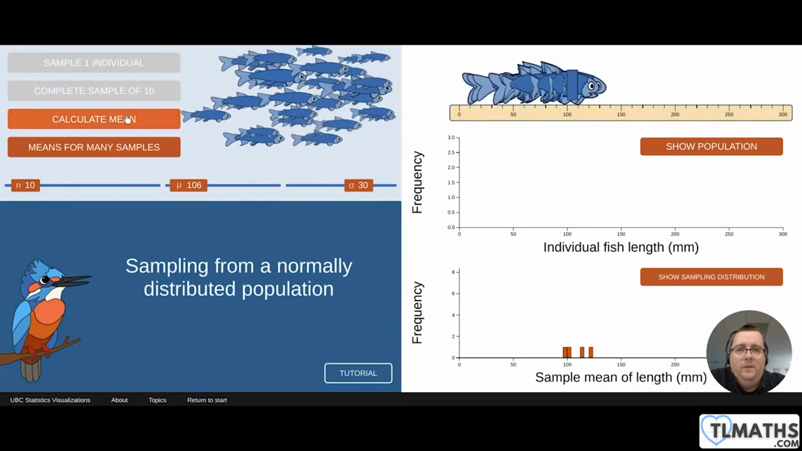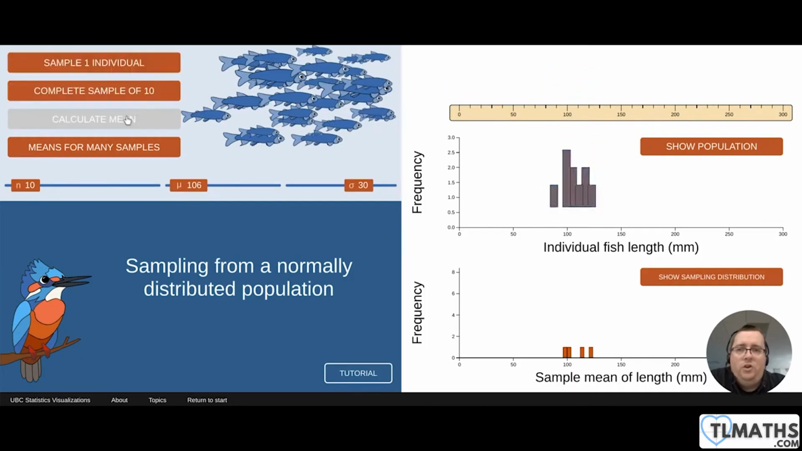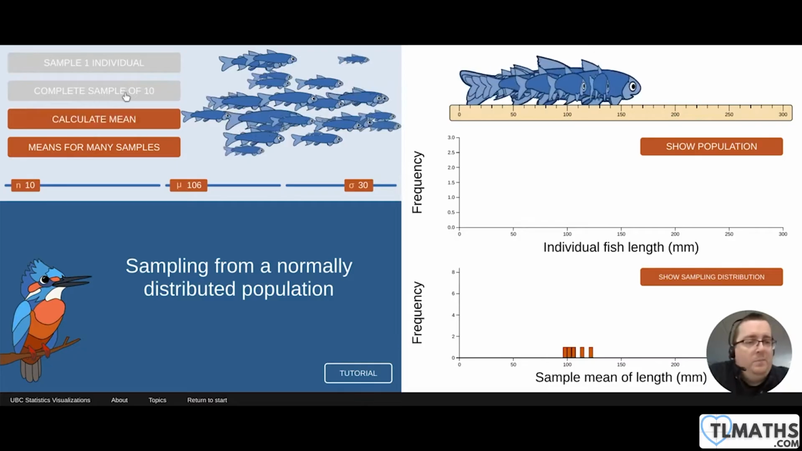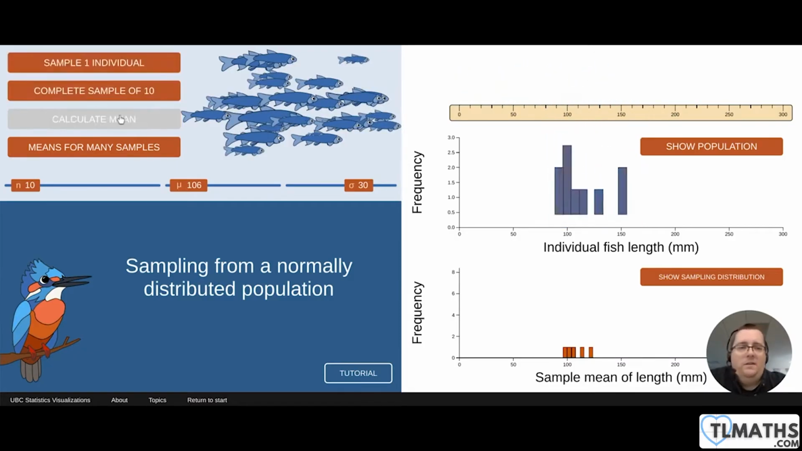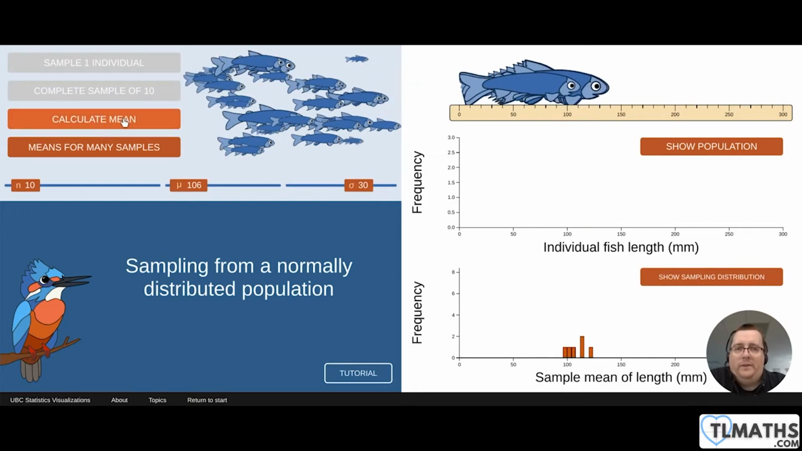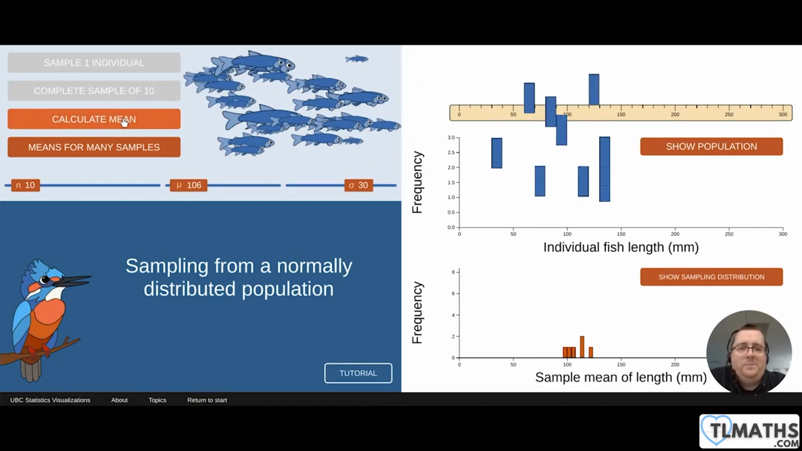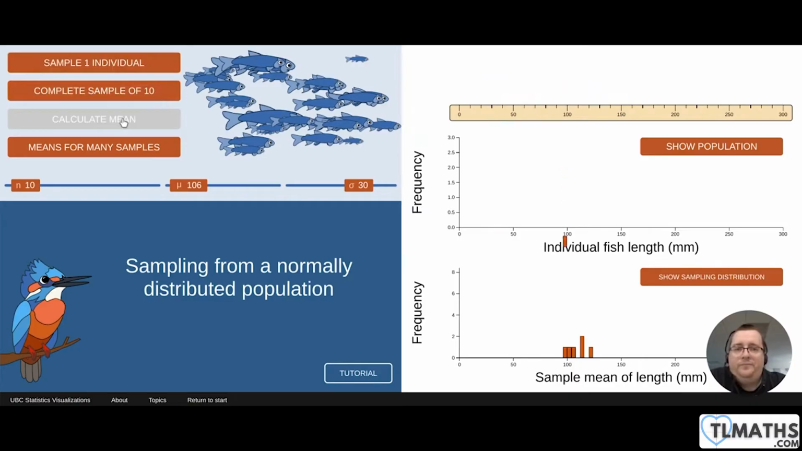Okay, take a sample of 10 fish, calculate the mean length, plot it. Take another sample of 10, calculate the mean, and plot it. Okay, and we're going to keep on doing this. Now, in order to speed this process up, let's just put in a load more, and a load more, and a load more. In fact, let's put in loads and loads and loads.